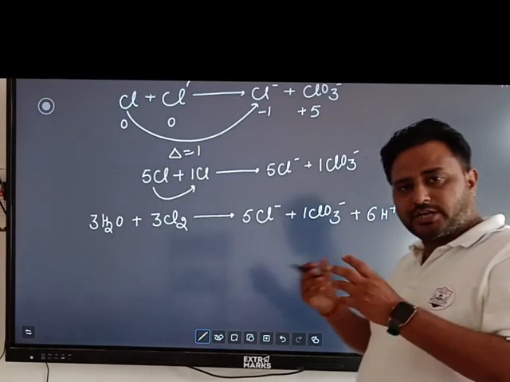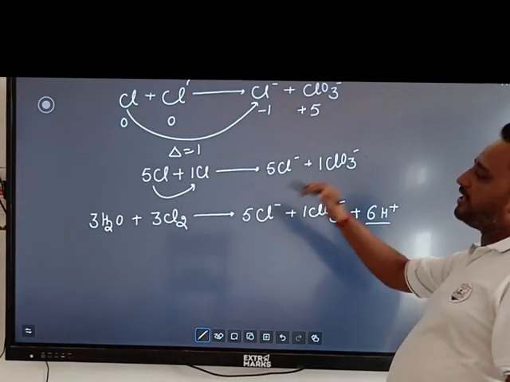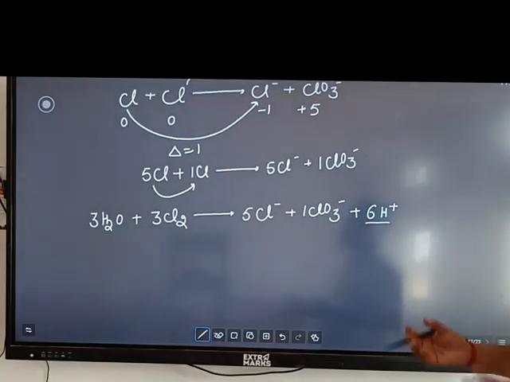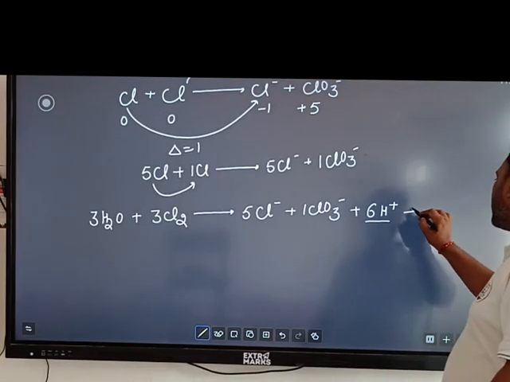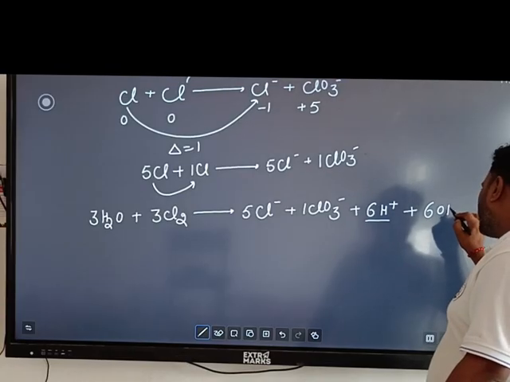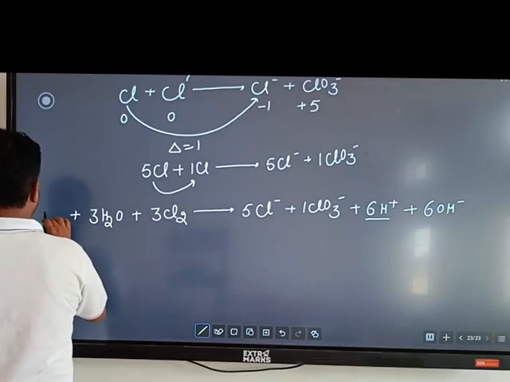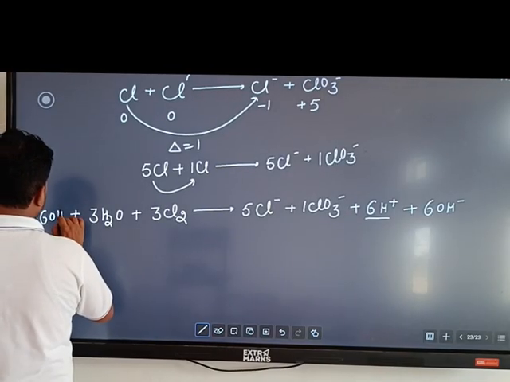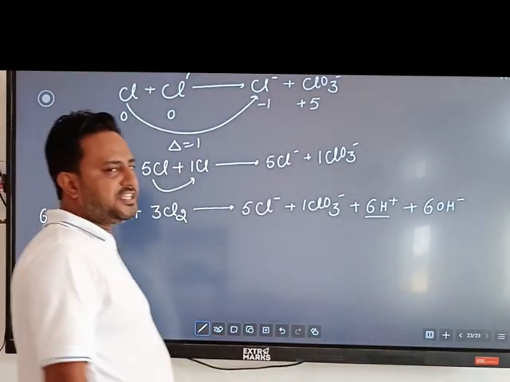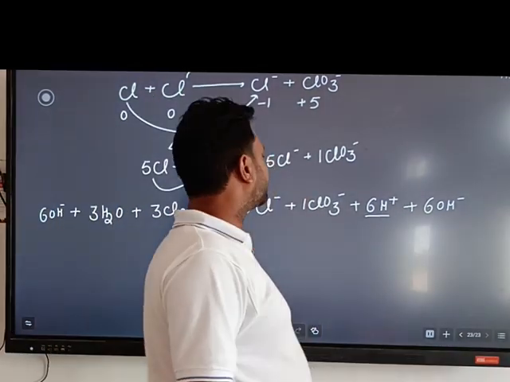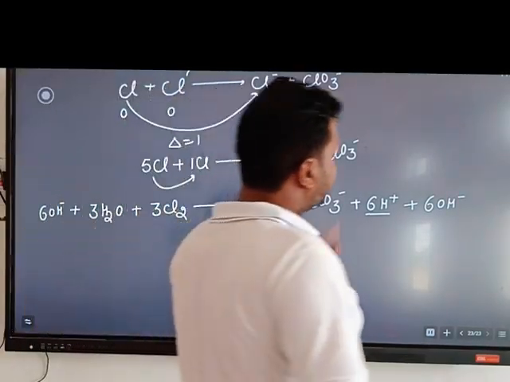But our question is in the basic medium, so we will add 6 OH minus on both sides. It means we will have to add 6 OH minus on the reactant as well as the product side. So after the addition of 6 OH minus, the final equation is this: 6 OH minus plus 3 water plus 3 Cl2. This will give 5 Cl minus, 1 ClO3 minus, 6 H plus and 6 OH minus.